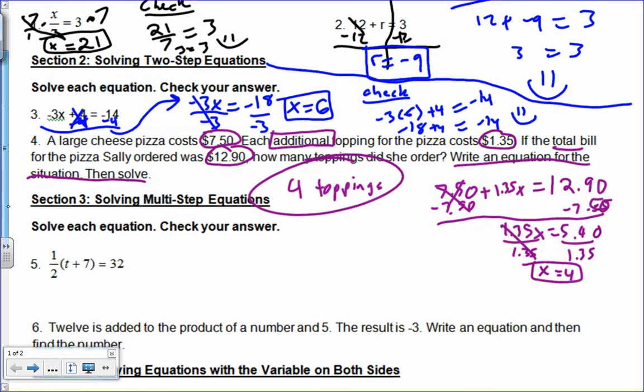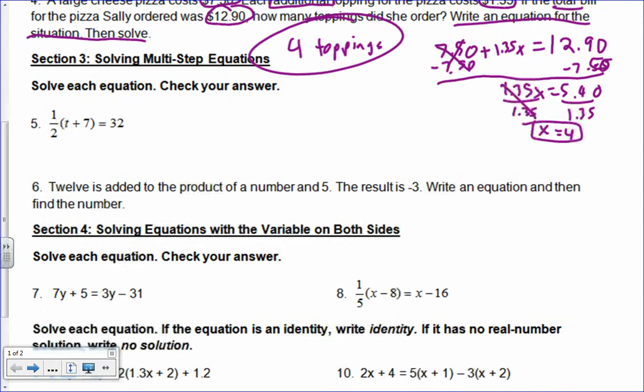Alright, anyway, section 3. Solve each equation. This one I'm not going to actually check, but I'm going to solve it. Remember, if there's any parentheses, we got to get rid of those first. We'd like to subtract the 7 from both sides, but since that's inside of the parentheses, we can't do that right away. So what we're going to do is distribute. We're going to distribute the 1/2 to the t and to the 7. So you have 1/2. You can change it to 0.5 if you prefer. That is up to you, but I'm going to leave it as 1/2 t plus 1/2 times 7. I think it's 3.5.